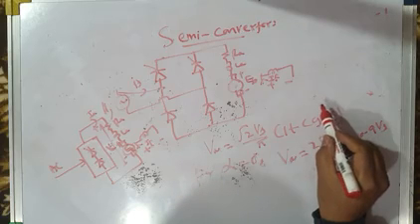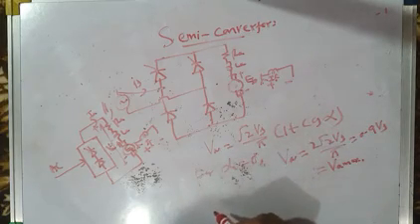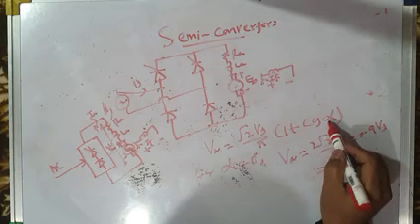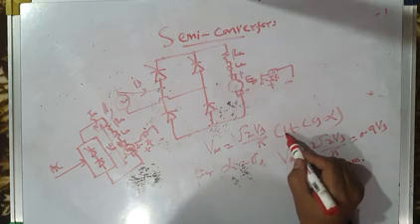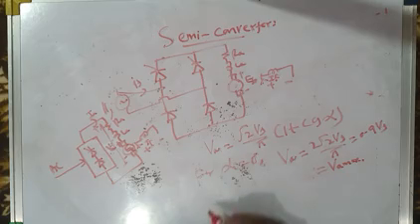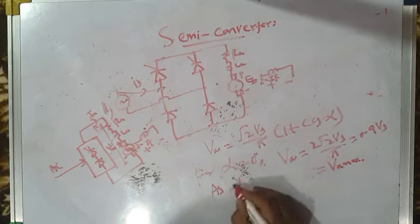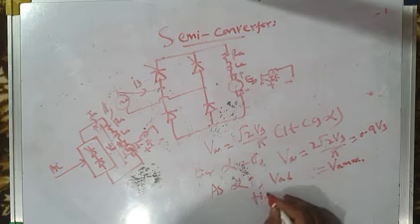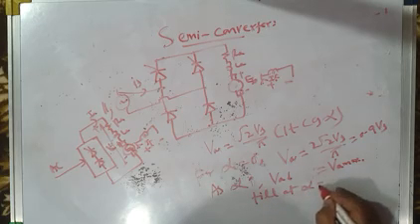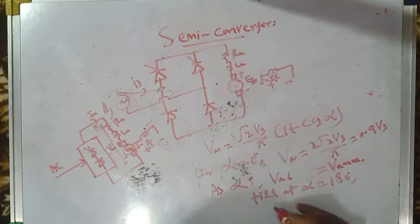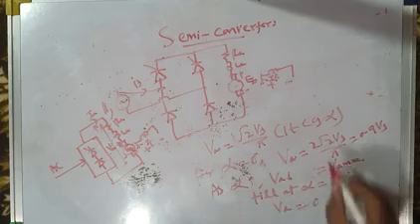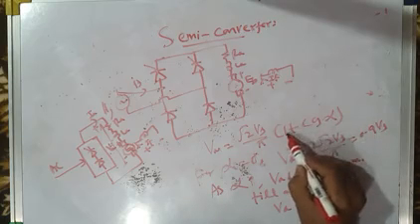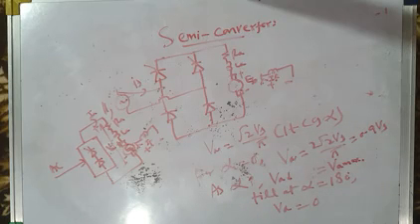Then as you increase alpha, average output voltage decreases till at alpha equal to 180 degrees, cos alpha is minus 1. Minus 1 plus 1 becomes 0, and average output voltage becomes 0. I will write here, as alpha increases, average output voltage decreases till at alpha equal to 180 degrees, average output voltage becomes 0 because cos 180 is minus 1, plus 1 becomes 0.